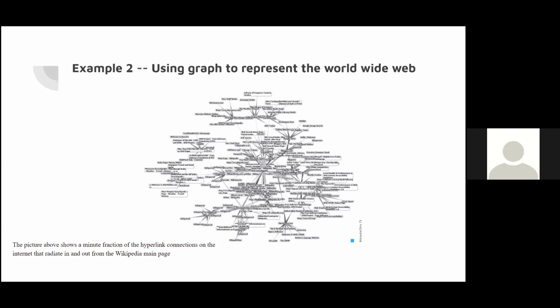Because the amount of information currently on the web is so vast, search engines such as Google, Yahoo, and Bing have algorithms for finding information very efficiently. And as you can see, the picture shown in this slide is basically showing a minute fraction of the hyperlink connections on the internet that radiate in and out from the Wikipedia main page.